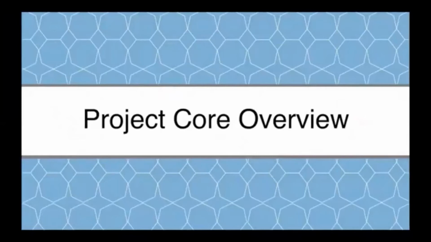Welcome to the Project Core Professional Development Modules. Project Core is being conducted by the Center for Literacy and Disability Studies, a unit in the Allied Health Sciences Department at the University of North Carolina at Chapel Hill. This module, Project Core Overview, is designed to provide an overview of the project's implementation program, including its focus, goals, and intended outcomes.